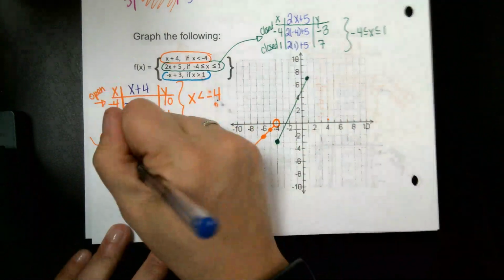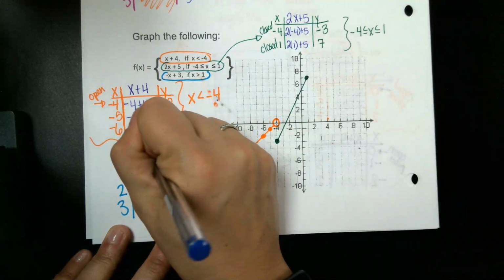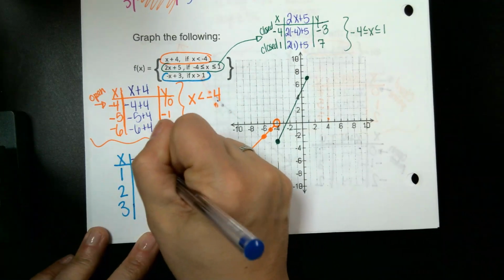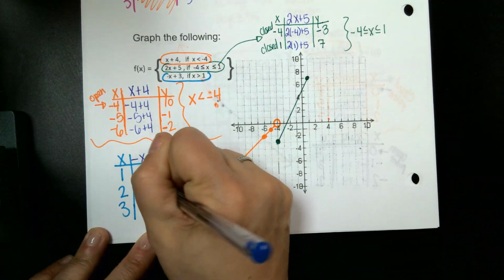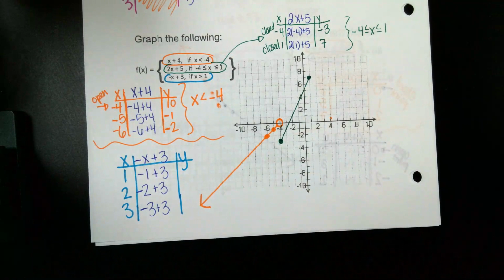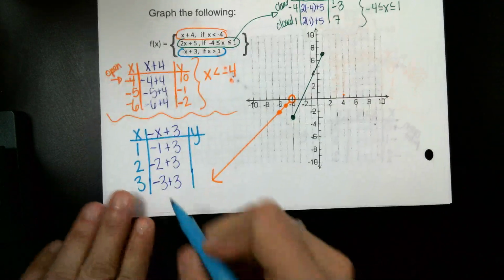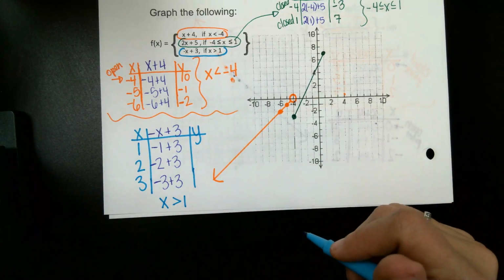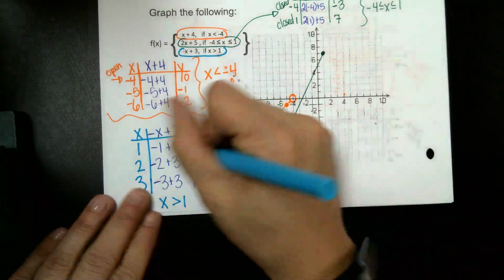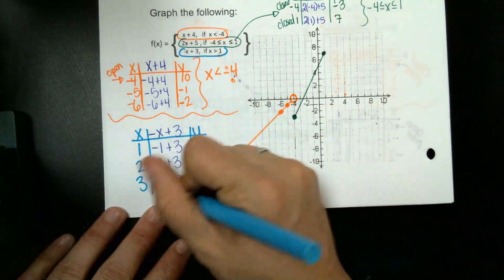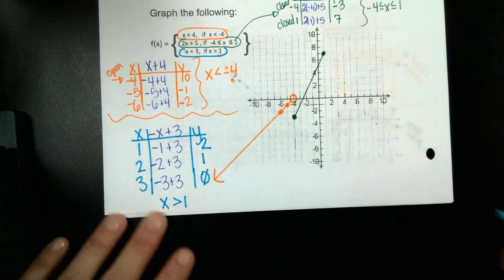That one says to use negative X plus 3. So we would do negative 1 plus 3, negative 2 plus 3, and negative 3 plus 3 to get our answers. So negative 1 plus 3 is 2, negative 2 plus 3 is 1, and negative 3 plus 3 is 0.